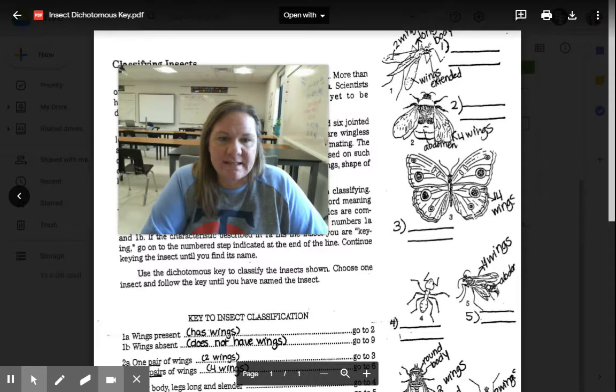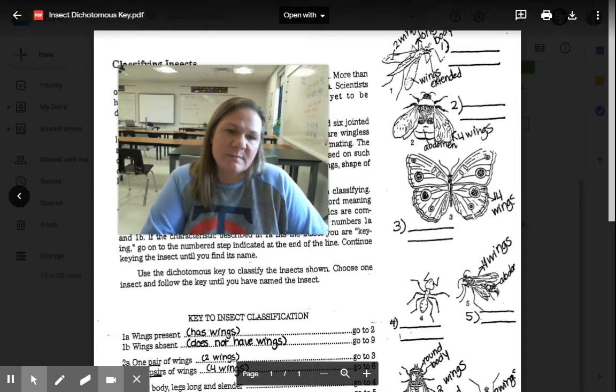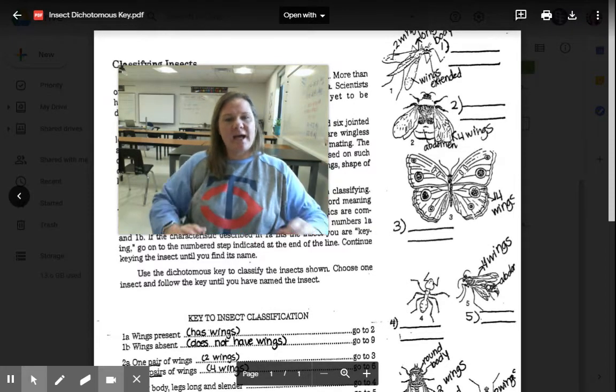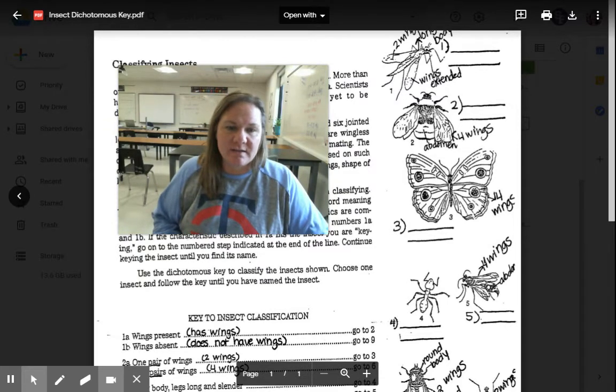This is actually a mosquito, and you can see this mosquito has only 2 wings. Insects, by the way, all have 3 body parts. They have a head, a thorax, and an abdomen. This one has wings extended away from the body, and it has a long body. So those are some of the things we're gonna need to make our choices in the key, all right?